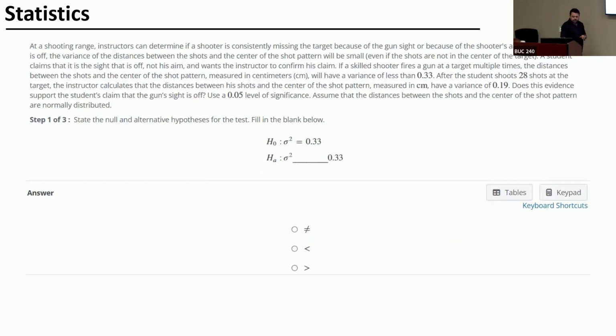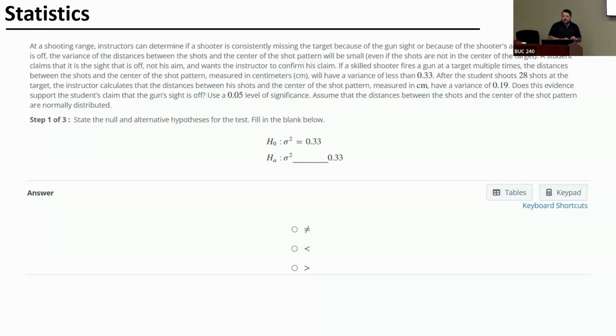Let's do that one. At a shooting range, instructors can determine if a shooter is consistently missing the target because of the gun sight or because of the shooter's ability. If a gun sight is off, the variance of the distances between the shots and the center of the shot pattern will be small, even if the shots are not the center of the target. A student claims that it is the sight that is off, not his aim, and wants the instructor to confirm his claim.